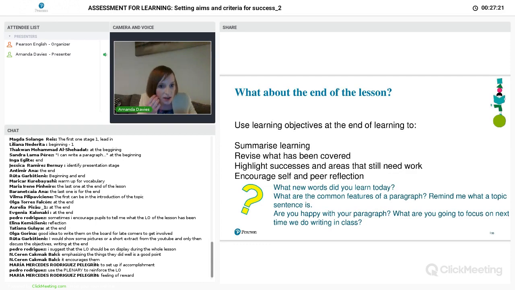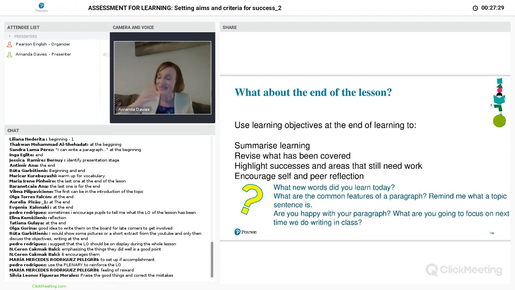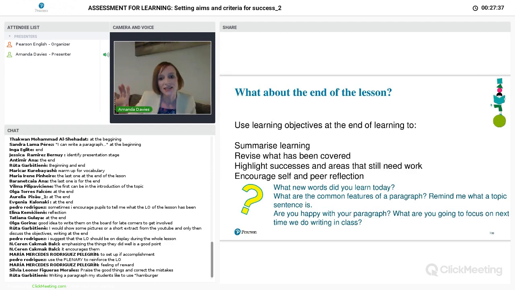You mentioned, I think that Olga mentioned, it's great for writing them on the board for latecomers. Another reason I like having them on the board is that as we move through, as we finish lesson stages, we can tick them off, which is really nice for students. It's quite motivating for them to see that they're moving through the lesson and what they're achieving and what they're learning.